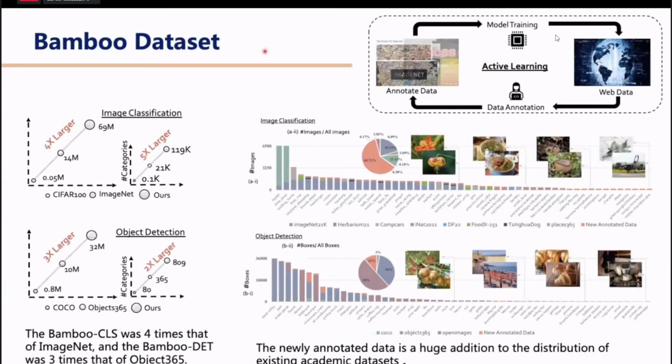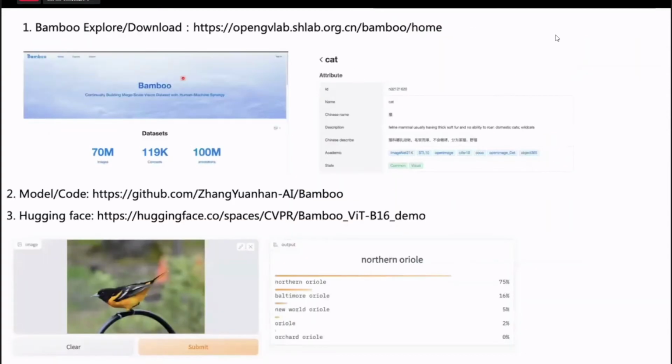Based on this active learning strategy, we built the Bamboo datasets. The Bamboo classification part is 4 times that of ImageNet, and the Bamboo detection part is 3 times that of Object365. Besides, as we said, the newly annotated data is a huge addition to the distribution of the existing academic datasets. The newly annotated data is mostly in this part, which is the concepts that never show up in the current datasets.